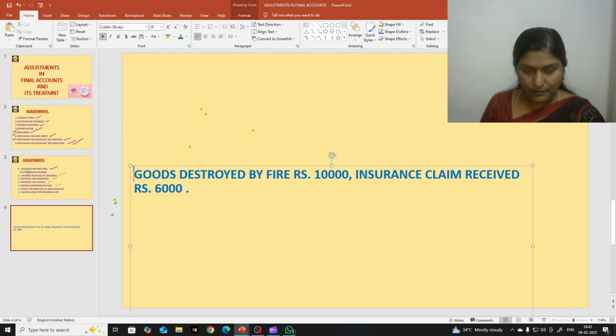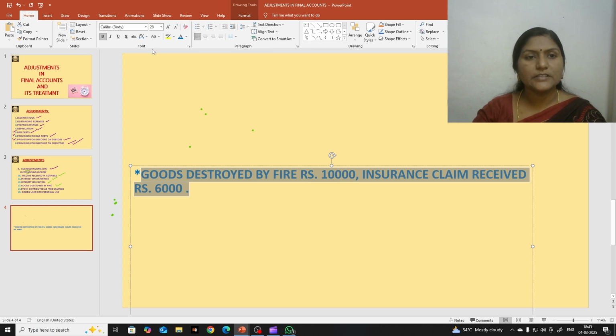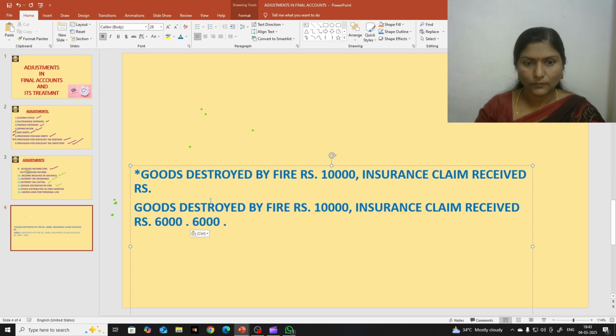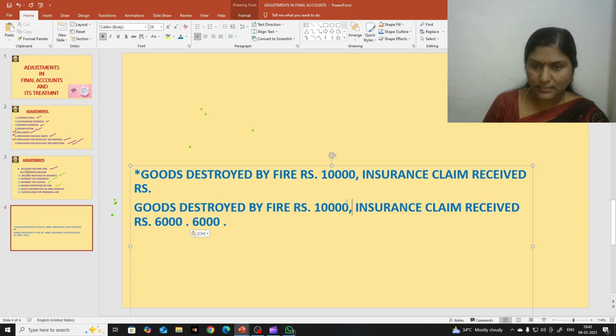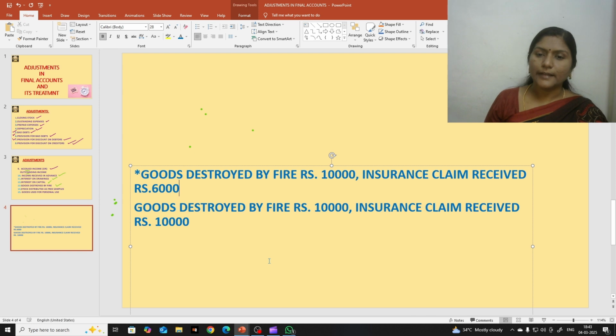Okay. So next, suppose they have given like this: goods destroyed by fire is 10,000. Insurance claim also is 10,000. Okay. So goods destroyed by fire is 10,000 and insurance claim also is 10,000. Now you tell me total loss is what? 10,000. But insurance claim how much they received? 10,000. Okay. There is no net loss now.